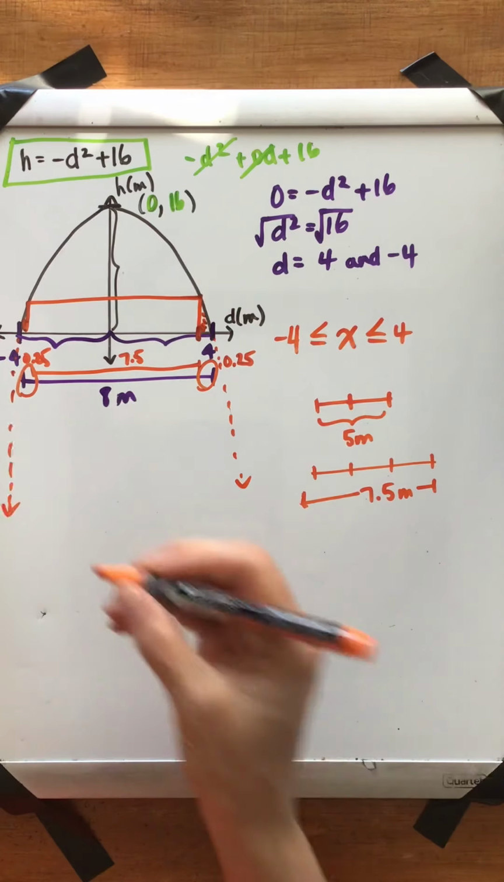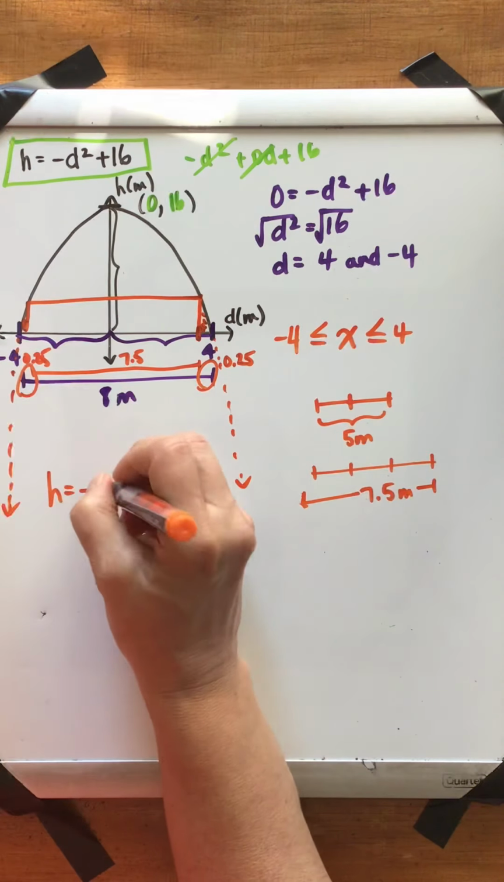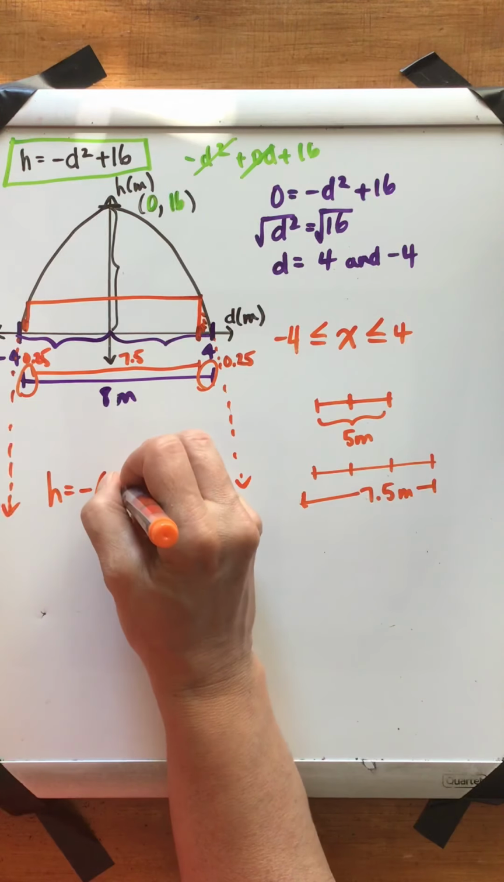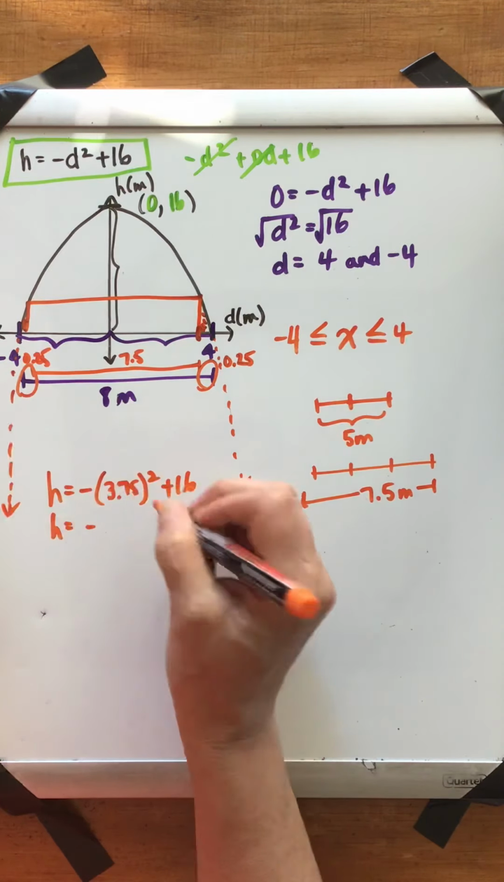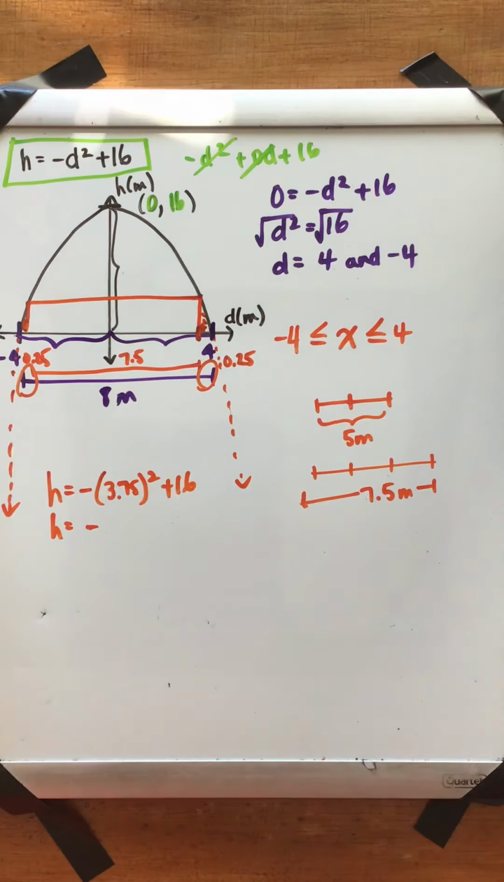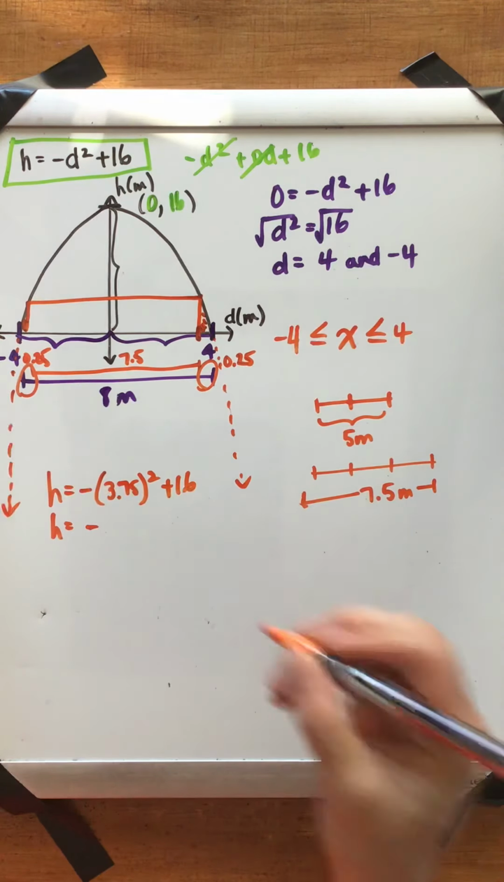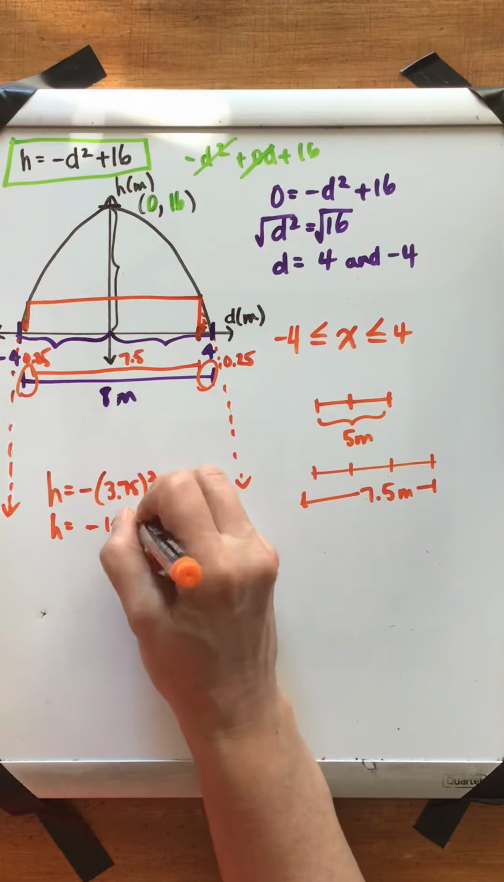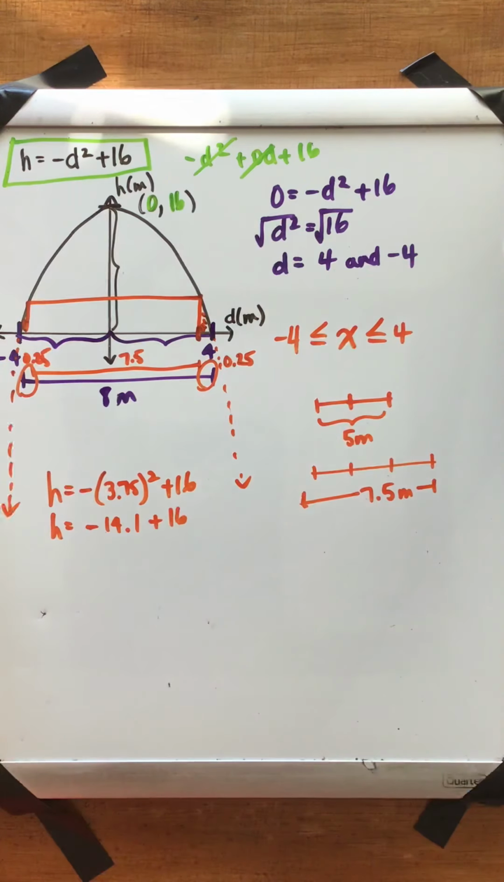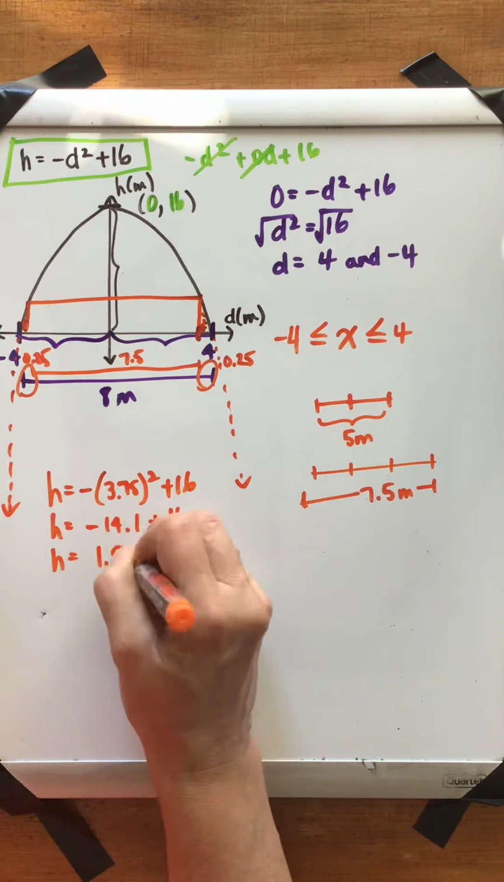Okay, so h is equal to negative, let's let d be 3.75 squared, plus 16. We have to do exponents first before we do the negative on the outside. So 3.75 squared comes out to about 14.1. I'm going to round it. Plus 16. So if I do 16 minus 14.1, that means that each door would end up being 1.9 meters high.